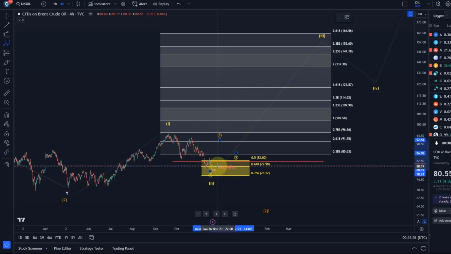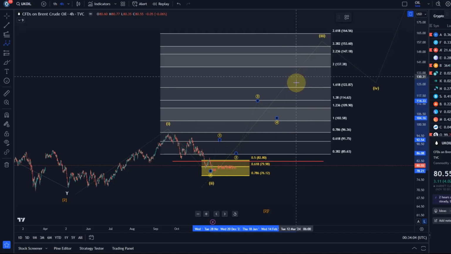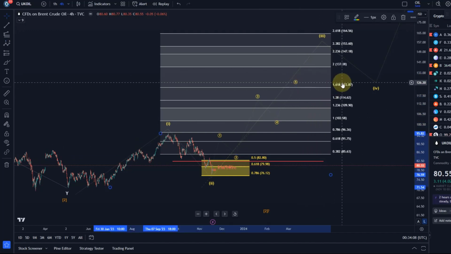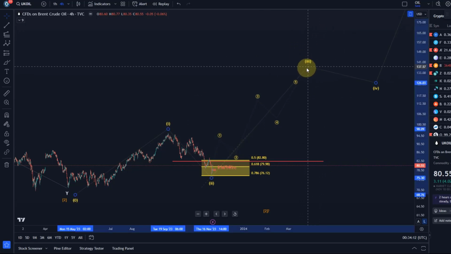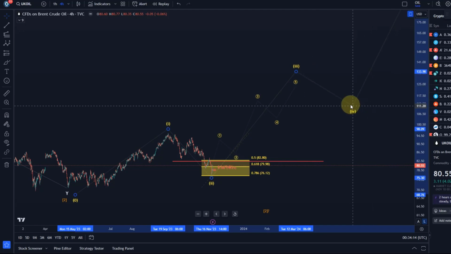Then we should get a wave 2 pullback. The third wave would reach ideally the area around $110 to $114. Extensions are always possible. Then we should get a rather shallow wave 4 pullback, and then wave 5 could reach $123 plus. But 123 would be my minimum expectation for this third wave. And this is Brent crude oil.